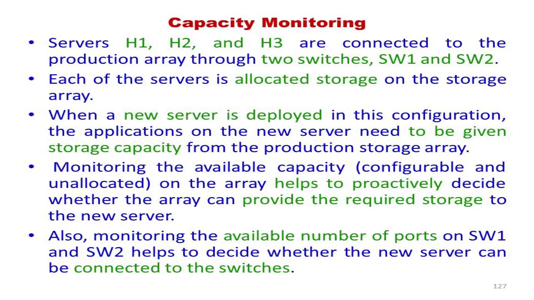Then capacity monitoring. Servers H1, H2 and H3 are connected to the production array through 2 switches, SW1 and SW2. Each of the servers is allocated storage on the storage array. When a new server is deployed in this configuration, the applications on the new server need to be given storage capacity from the production storage array. Monitoring the available capacity on the array helps to proactively decide whether the array can provide the required storage to the new server. Also, monitoring the available number of ports on SW1 and SW2 helps to decide whether the new server can be connected to the switches.